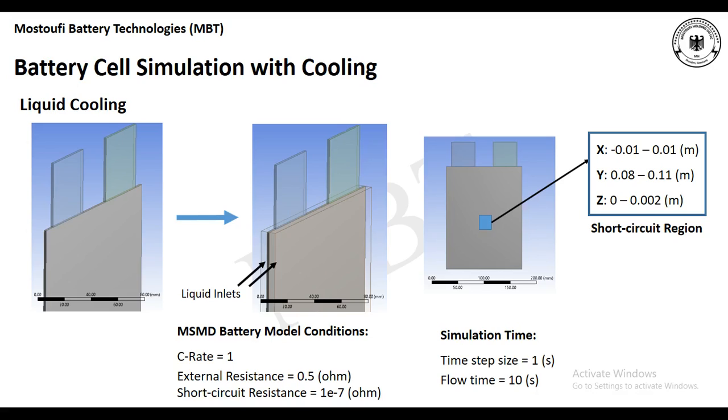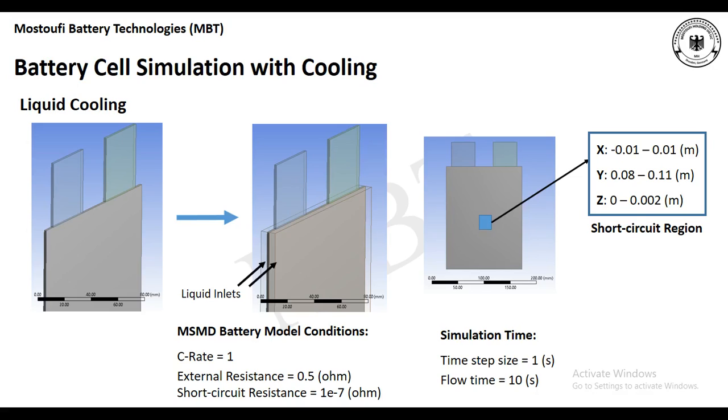And for comparing the results of how we can get cooling from this cooling channel, we introduce a short circuit condition. As you can see on the right side, we have a short circuit region with the specified values of X, Y, and Z. So after the short circuit condition is started and initiated, the battery temperature will rise, and we'll see how the cooling method can prevent the battery from thermal runaway.